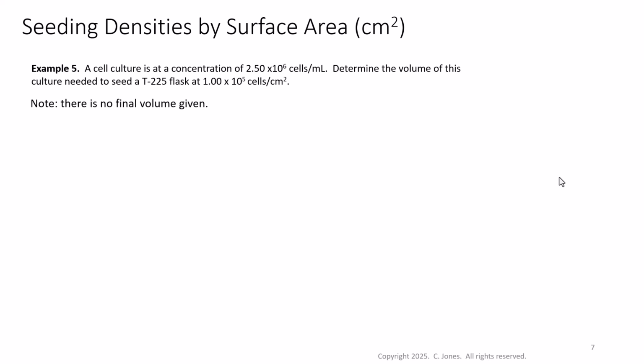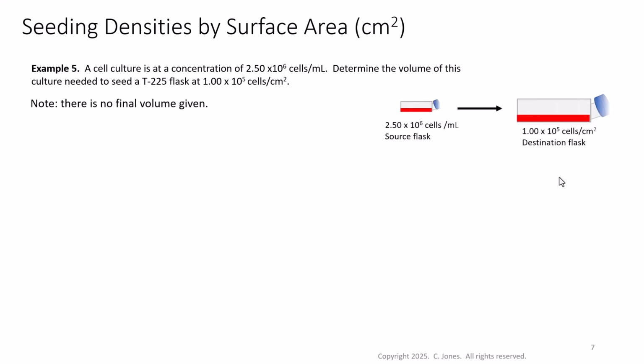A cell culture is at a concentration of 2.50 times 10 to the 6 cells per mil. Determine the volume of this culture needed to seed a T225 flask at 1.00 times 10 to the 5th cells per centimeter squared. We did not give a final volume because we're actually seeding by surface area, but we do have to make sure at the end of the day that there's enough volume in there to feed the cells. So again, let's diagram this out.